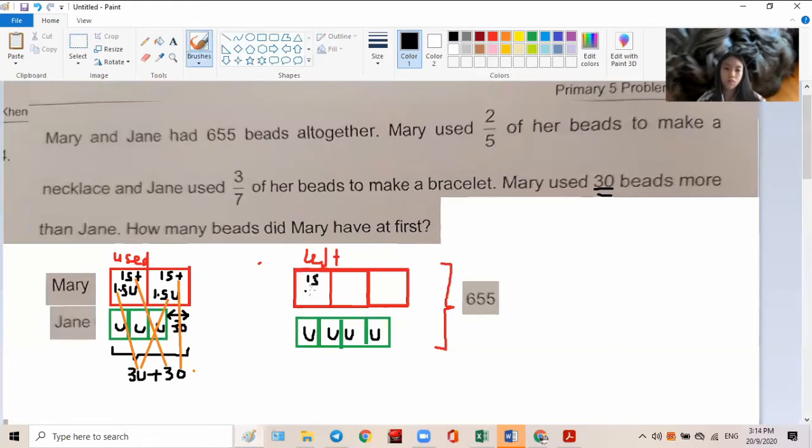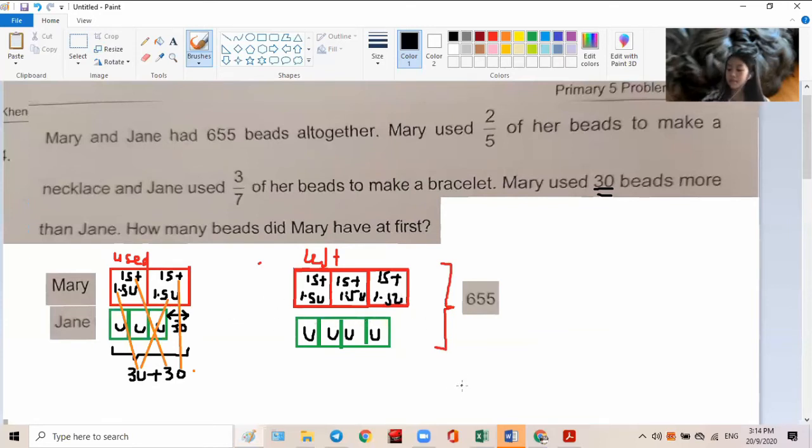One red box is $15 plus 1.5 unit. Yes, $15 plus 1.5 unit. You can understand? $15 plus 1.5 unit. Yes? So can we talk about the original?